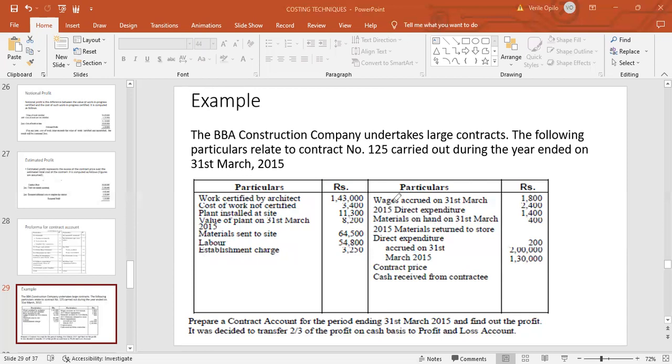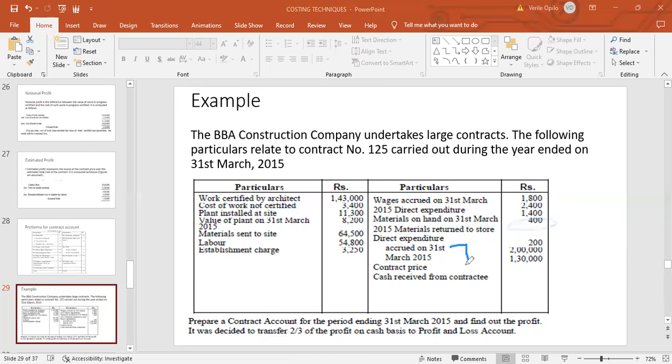We have been given additional details. We're told that the wages accrued, the wages that still haven't been paid, amount to 1,800. There's also another direct expenditure of 2,400. There are still materials on hand that haven't been utilized, amounting to 400. And there are some materials that were returned at the end of the period to the store, amounting to 400.